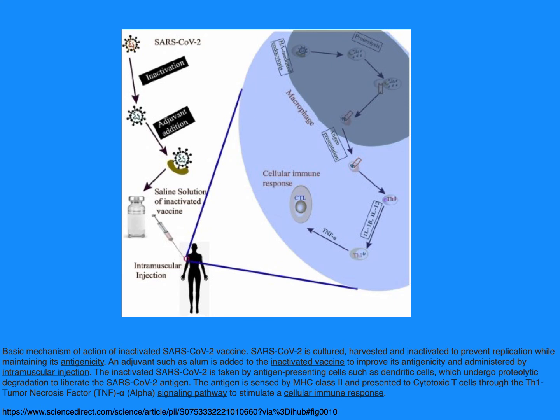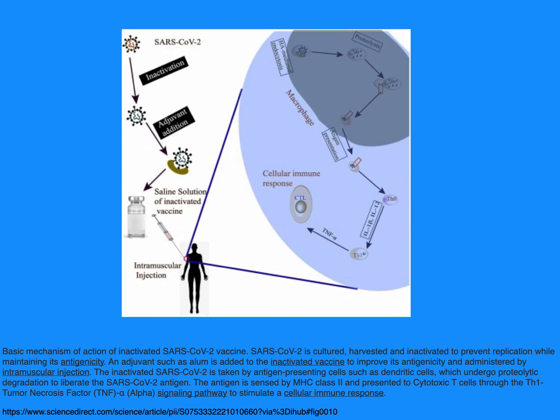Basic mechanism of action of inactivated SARS-CoV-2 vaccine. SARS-CoV-2 is cultured, harvested, and inactivated to prevent replication while maintaining its antigenicity. An adjuvant such as alum is added to the inactivated vaccine to improve its antigenicity and administered by intramuscular injection.